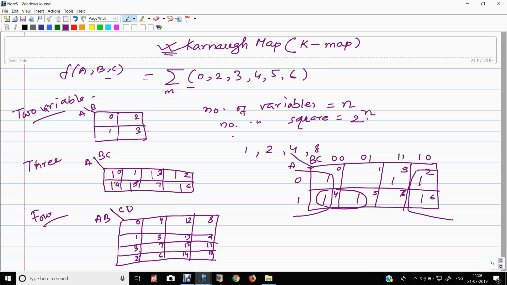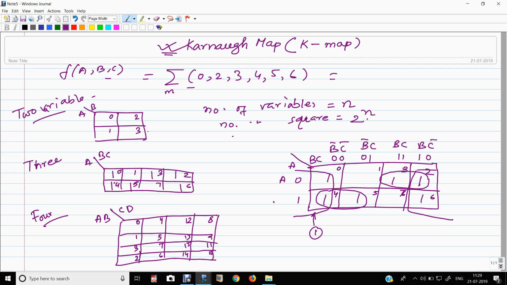This can be a group containing two variables. This can be a group. So what will be the expression of this? The expression of this first group is this. Now, what is common between these two in A? There is no common. What will be common between this? This is actually B bar, C bar. Let me erase these things. This will be B bar, C bar. This will be B bar, C. This will be B, C bar. This will be B, C.